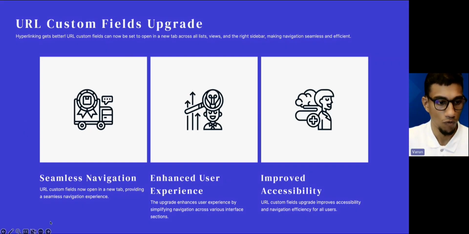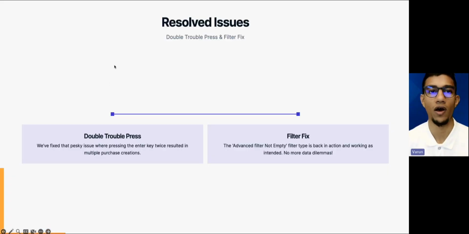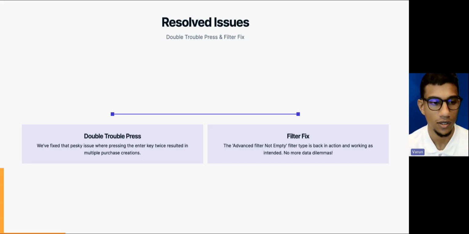Okay, moving forward into some of our resolved issues. So these are some issues that are really unique and some funny issues also. So, double trouble press and filter fix. Double trouble press: we fixed that pesky issue where pressing the enter key twice resulted in multiple purchase bill creation. Okay, so let me just explain the situation here.